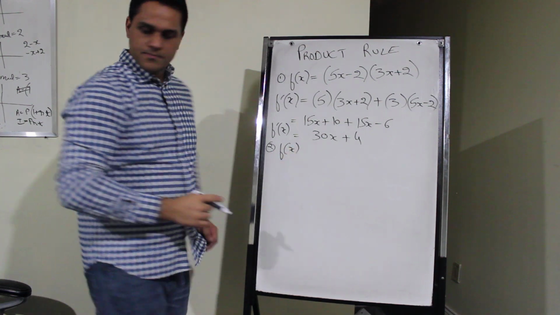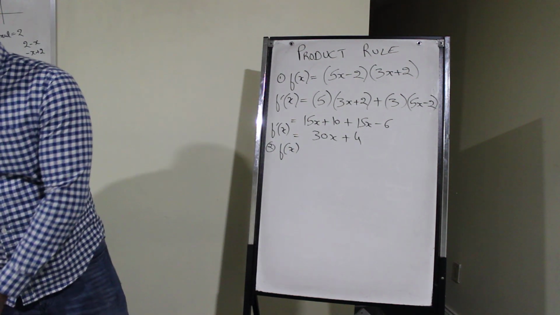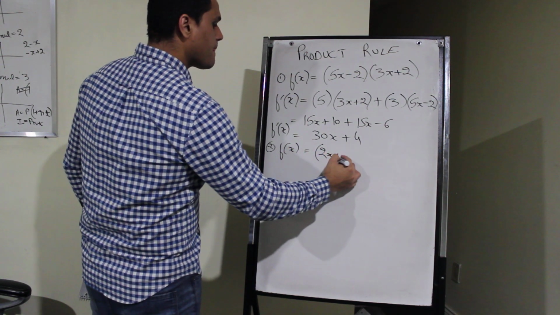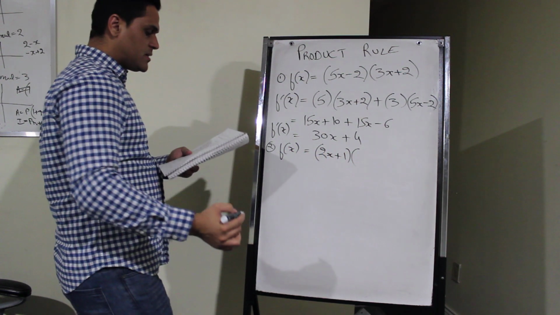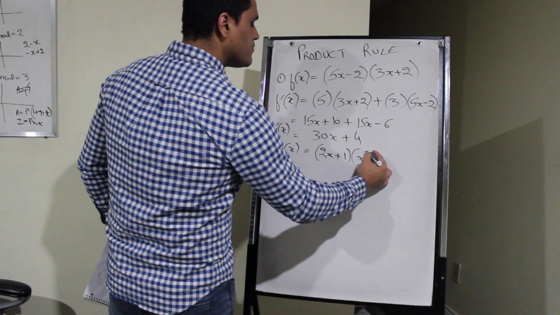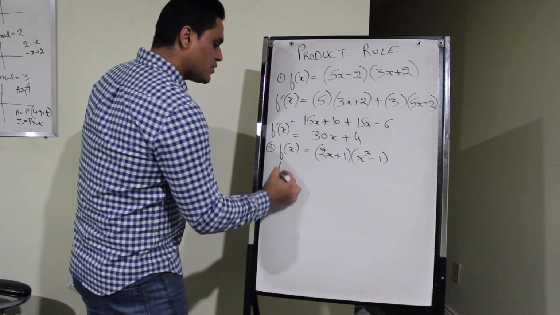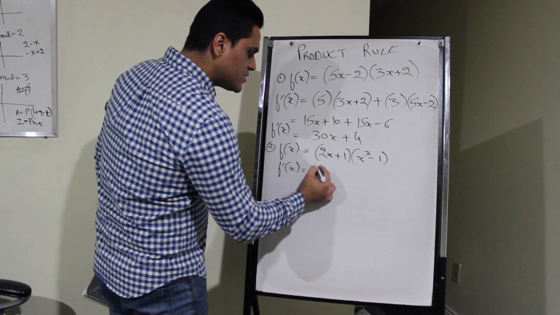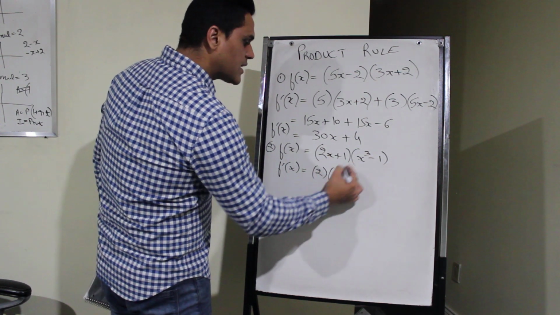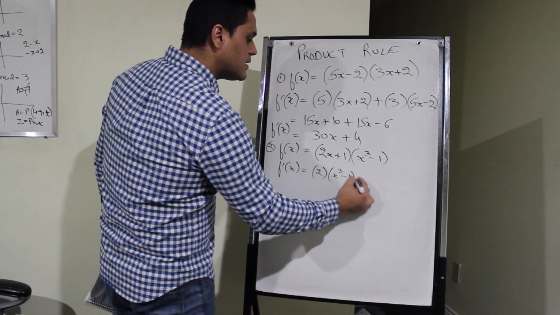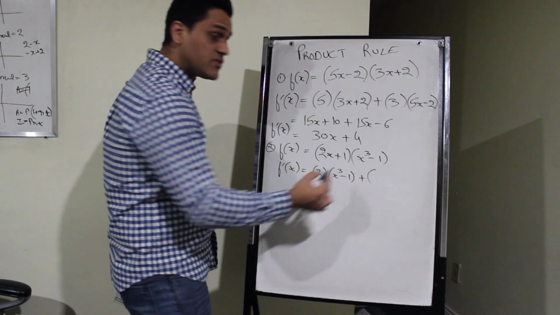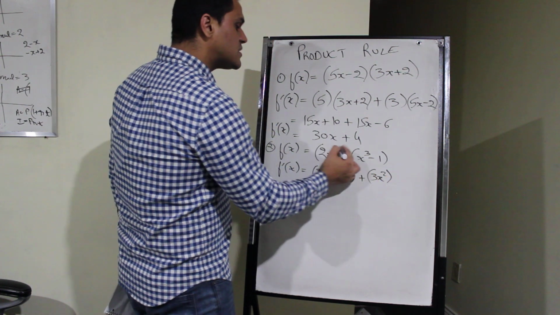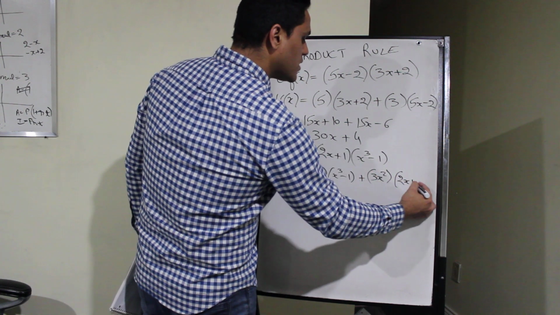So in this case, your f of x is 2x plus 1 times x cubed minus 1. If I want to get the derivative of this, you take the derivative of the first term, which is just 2, times the second term, which is x cubed minus 1, plus the derivative of the second term, which is 3x squared, times your first term, which is 2x plus 1.